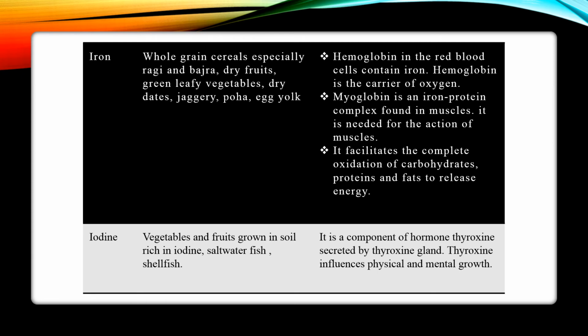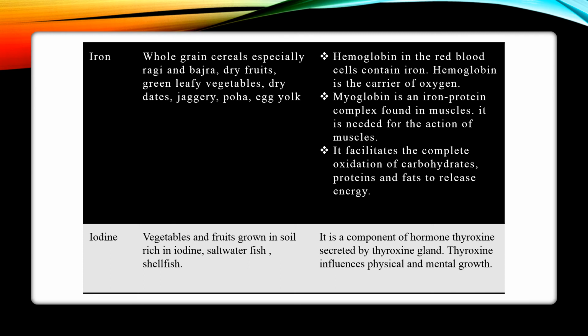Iron also facilitates oxidation of carbohydrates, proteins and fats. Now, I told you the meaning of oxidation. Oxidation means to combine with oxygen. So when carbohydrates, proteins and fats combine with oxygen, it helps to release energy and this energy is provided to the entire body.